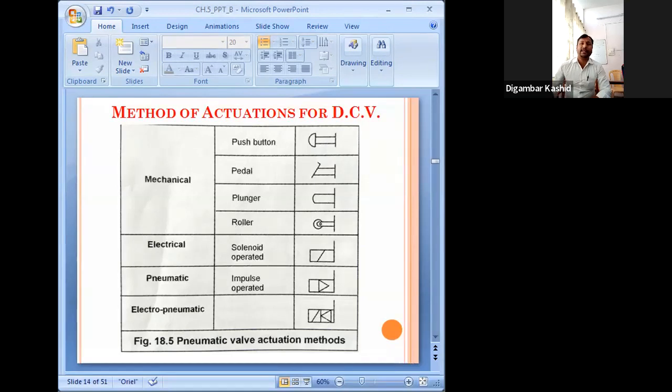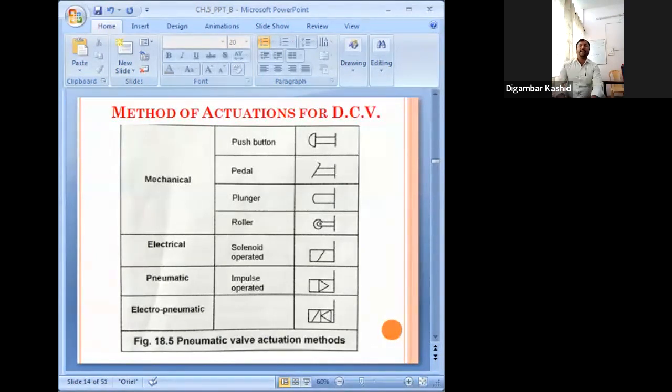Under mechanical we have the push button, and you can see this is its standard symbol. Then pedal operated, or pedal actuated. Plunger, you can see it's a standard symbol. And roller. So these 4 belong to the mechanical actuation. Mostly the push button, I think, is used.